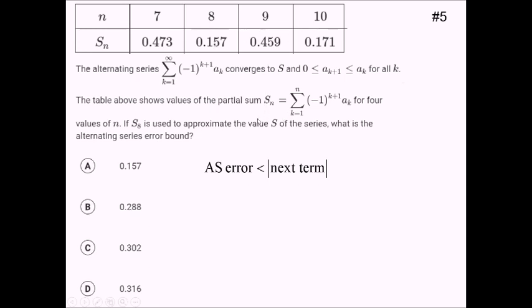But don't despair. If we use the first 8 terms, we need to find term number 9. If you want to find the absolute value of the 9th term, all you need to do is take the sum of the first 9 terms and subtract the sum of the first 8 terms. That difference, S9 minus S8, will tell you the value of that 9th term. So this is just going to be 0.459 minus 0.157, which is 0.302, which gives us answer choice C.